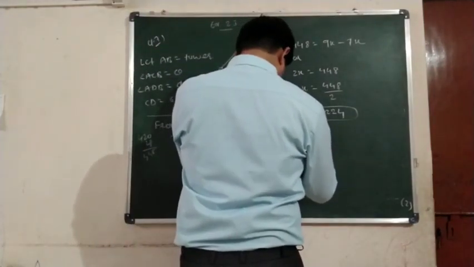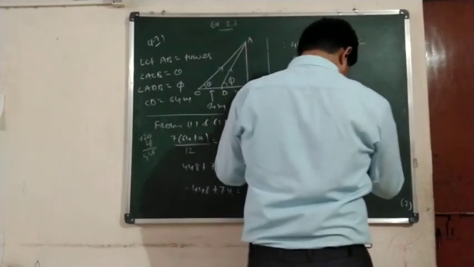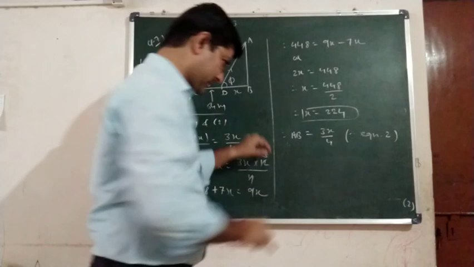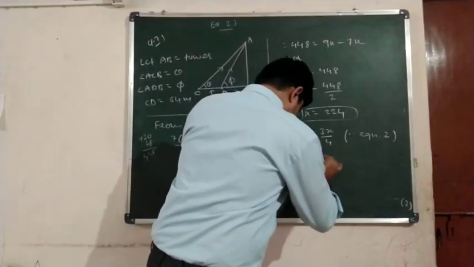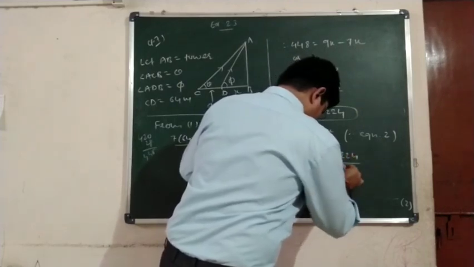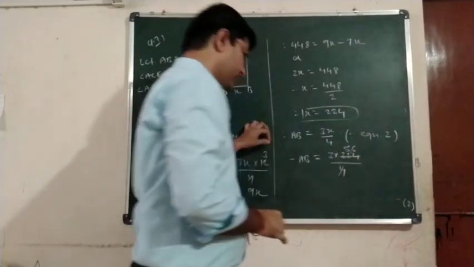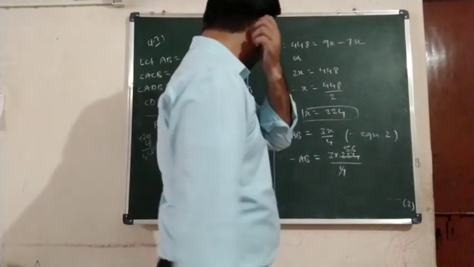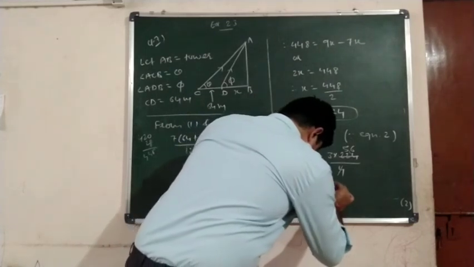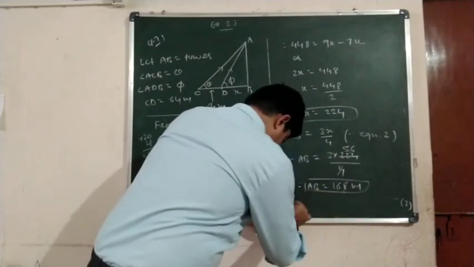Therefore height AB, we know that 3x upon 4, this is equation number 2. Okay, in this we will put the value of x, therefore AB is equal to 3 into 224 upon 4, 4 5s are 20 and 4 6s are 24, 56 3s are we have to do 150 plus 18, 168, and therefore AB will be 168 meters.